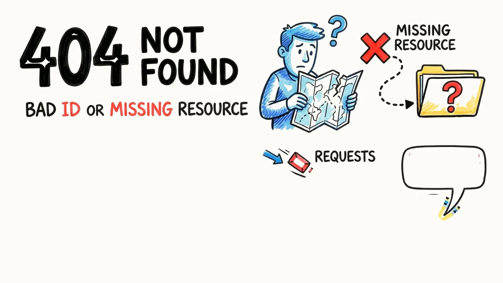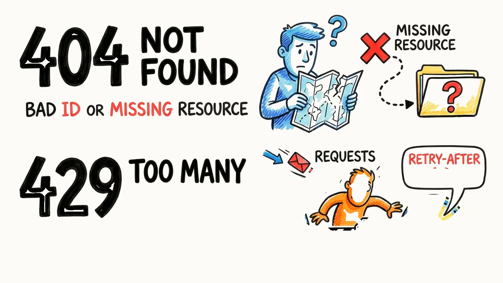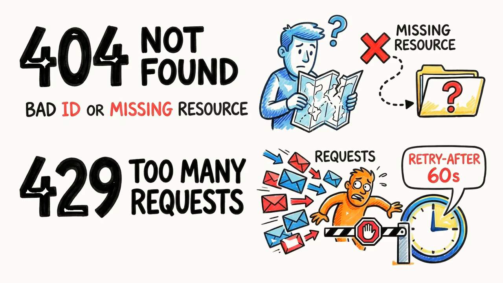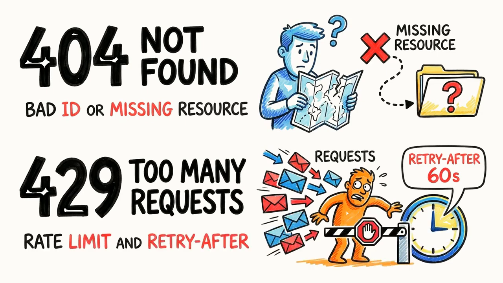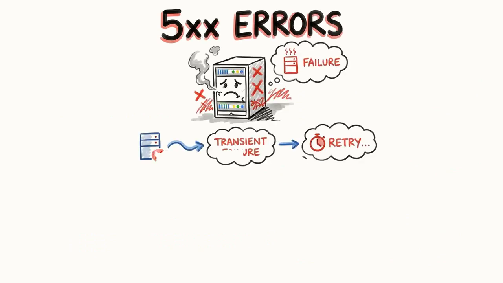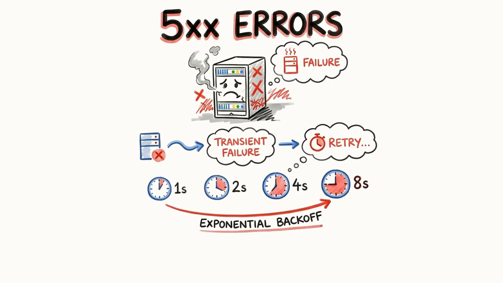A 429 too many requests means you hit the rate limit. Trailmark includes a Retry-After header in seconds. Respect it. Sleep for that duration and then retry. 5xx errors are transient server-side failures. Retry them with exponential backoff. If they persist, check status.trailmark.com.